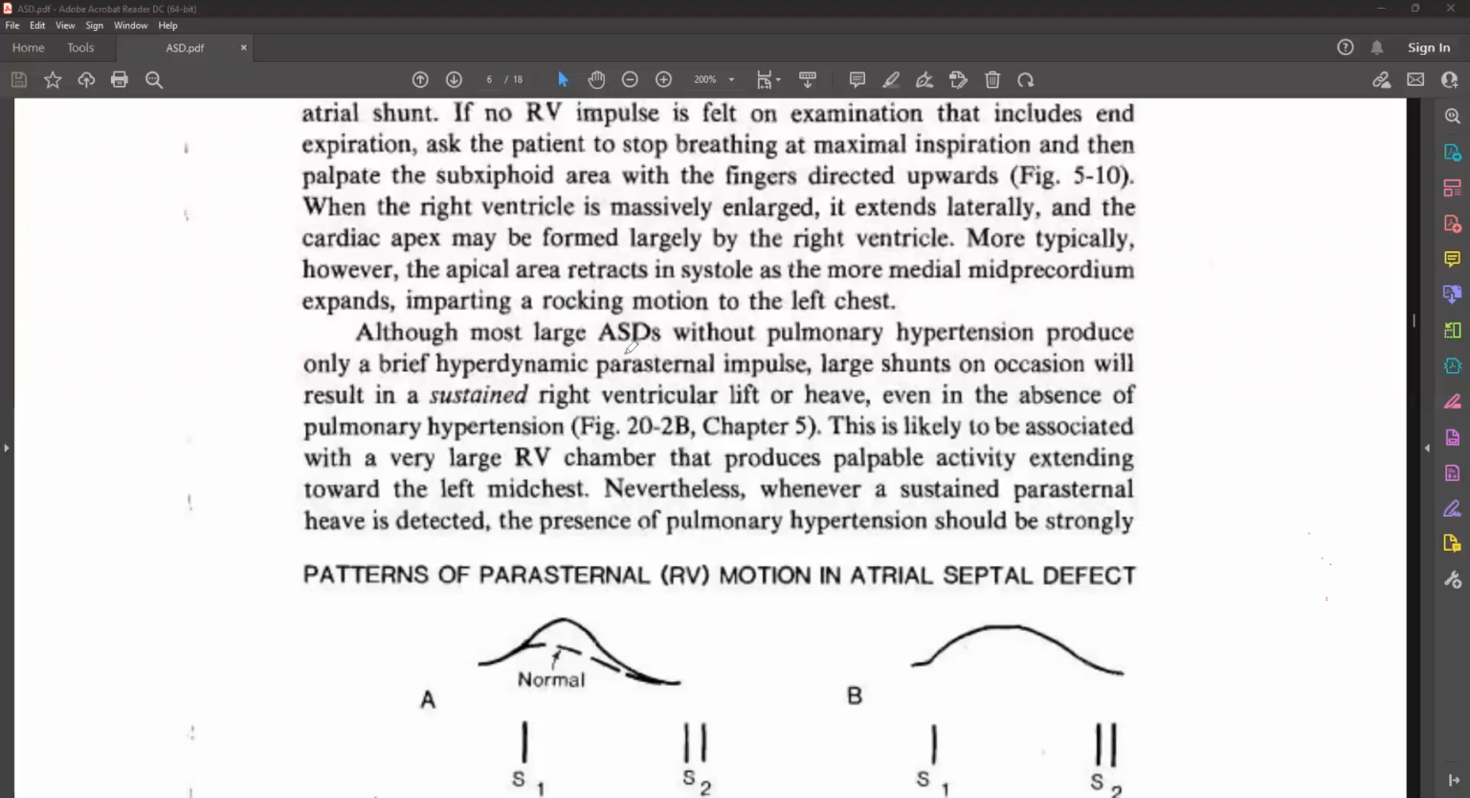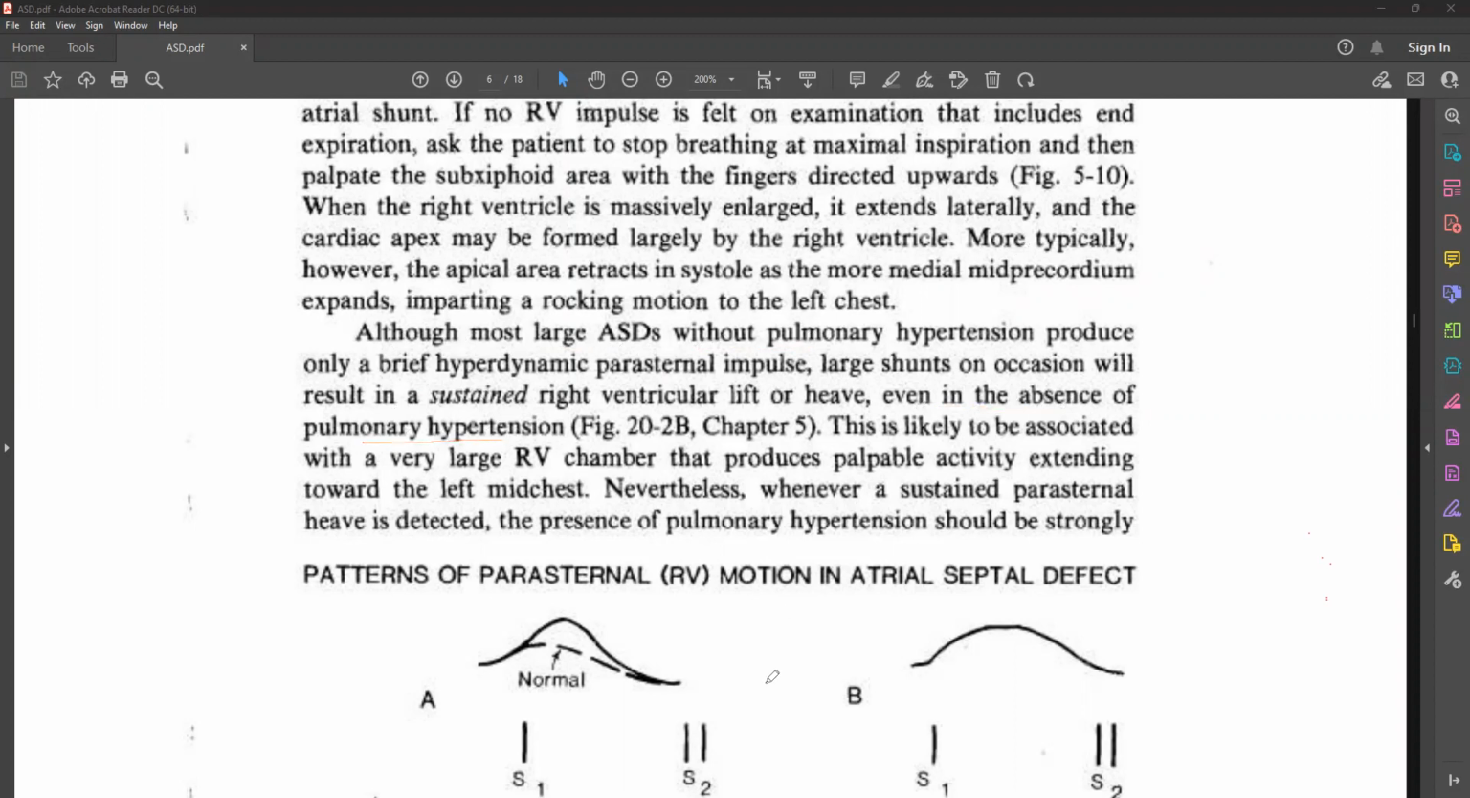So that is what they have given here. Although most large ASDs without pulmonary hypertension produce only a brief hyperdynamic parasternal impulse, a large shunt on occasion will result in a sustained right ventricular lift, even in the absence of pulmonary hypertension.